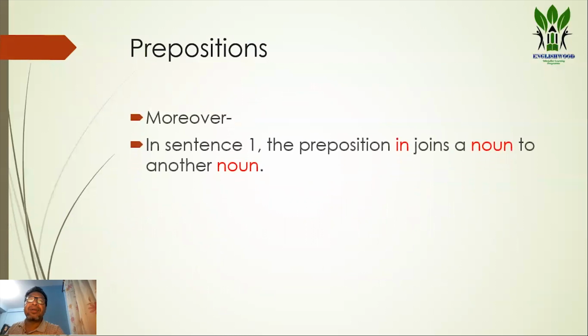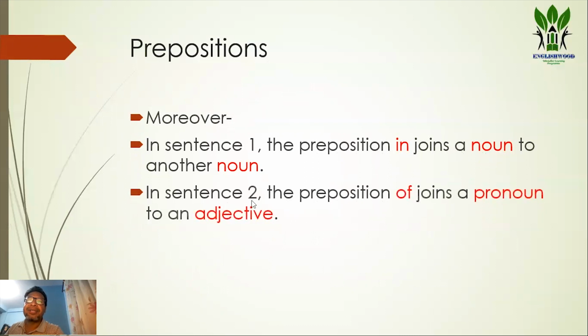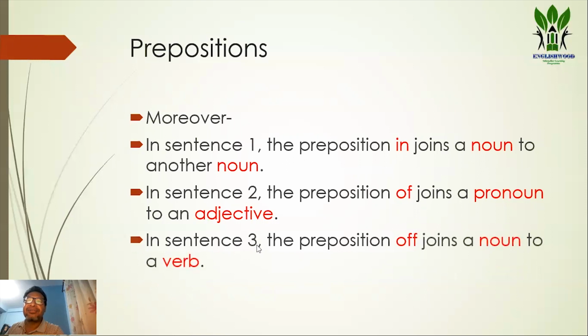Let's talk more about this. In sentence one, the cow in the field, the preposition in joins a noun to another noun. It joins cow to the field. In sentence two, the preposition of joins a pronoun to an adjective. He is connected with fond and tea. In sentence three, the preposition off joins a noun to a verb.